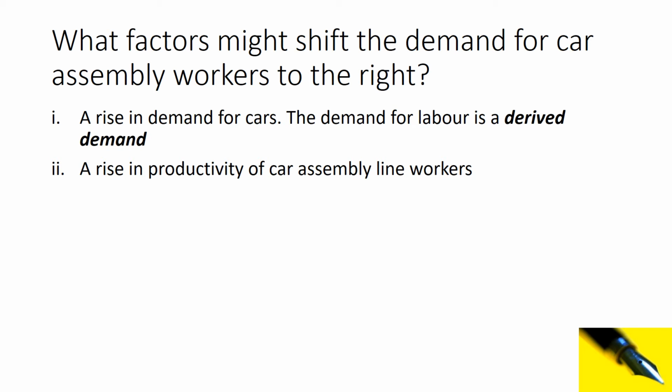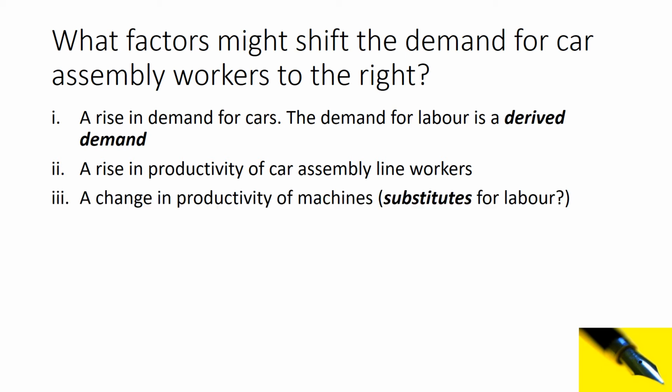Okay, so if we go back to our MRP lesson, remember that the marginal revenue product, which is the demand curve for labour, equals the marginal physical product of labour multiplied by the price. So assuming a constant price, if the marginal physical product or productivity of workers goes up, that will actually cause a rise in demand for car assembly line workers, not a fall. Okay, so you've got to get that into your heads. A rise in productivity will cause a rise in demand for car assembly line workers.